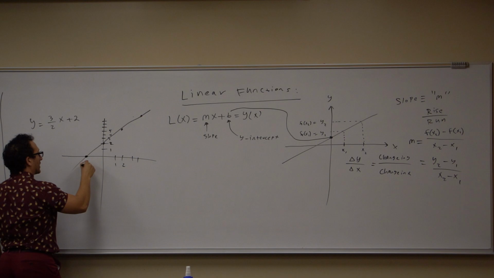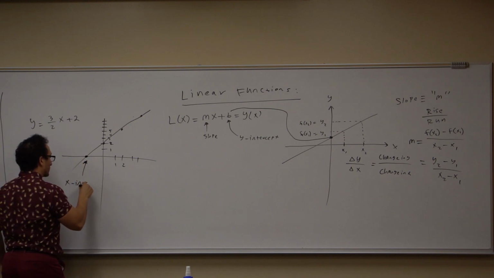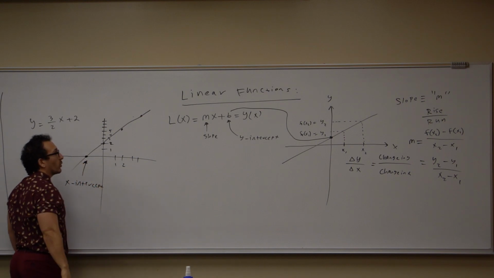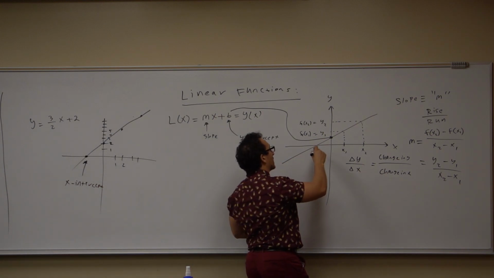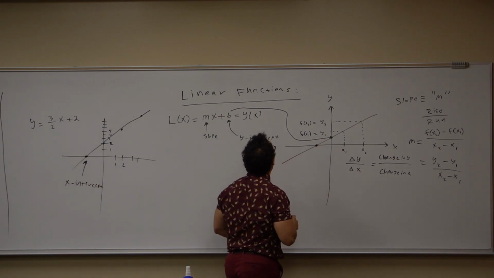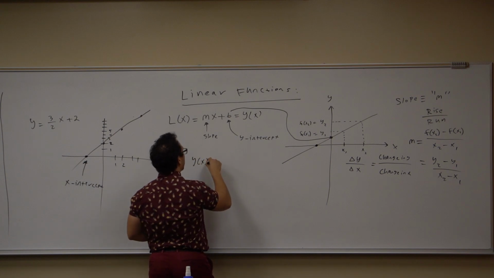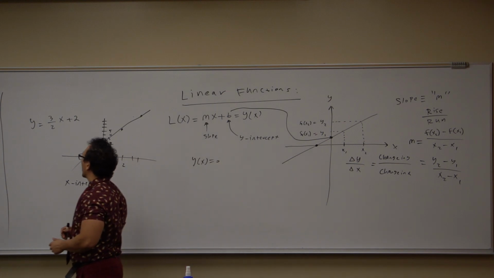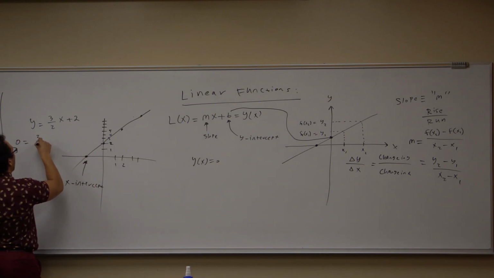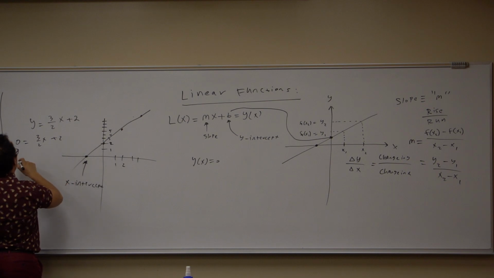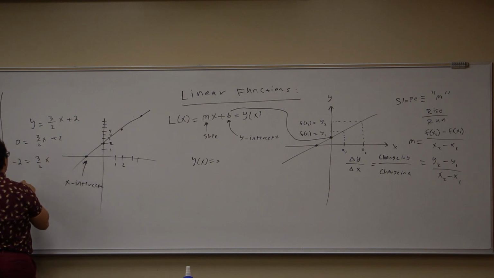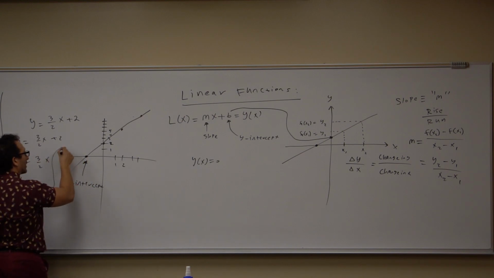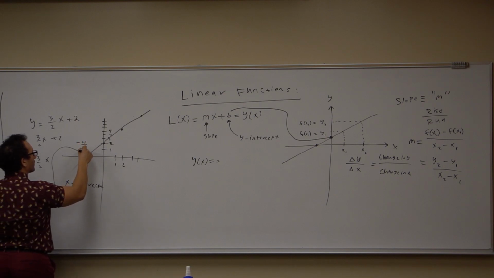This is called the x-intercept. The way we discover what the x-intercept is, we notice that the function y of x is equal to 0 at that point, right? So we set the whole thing equal to 0 and solve for x. So 0 is equal to 3/2 x plus 2. I subtract the 2, I get negative 2 is equal to 3/2 x. Multiply both sides by 2/3, so I get negative 4/3 is equal to where x is at. So this is located right here at negative 4/3. Okay.